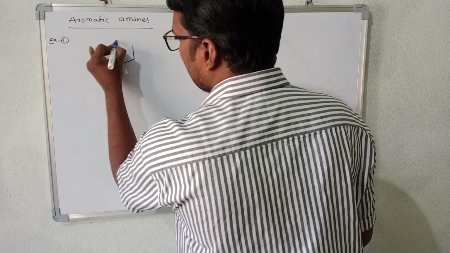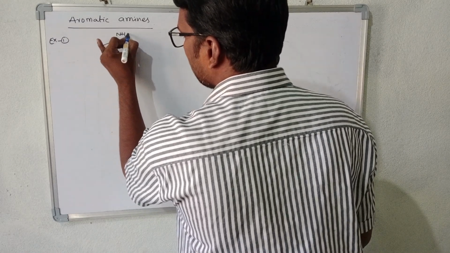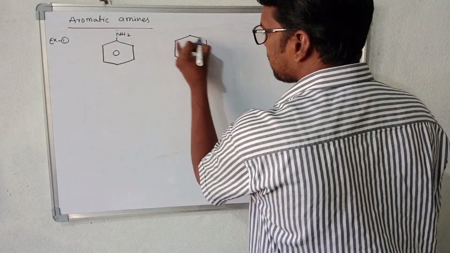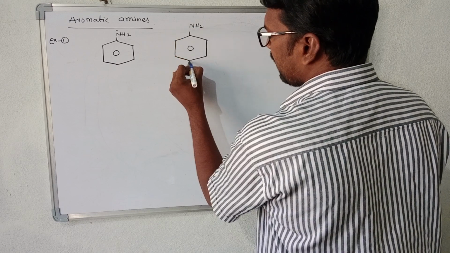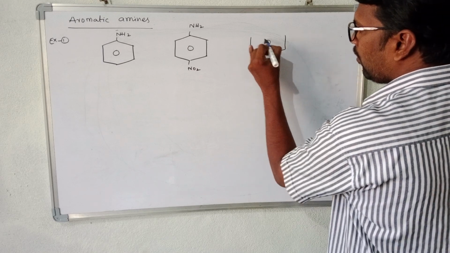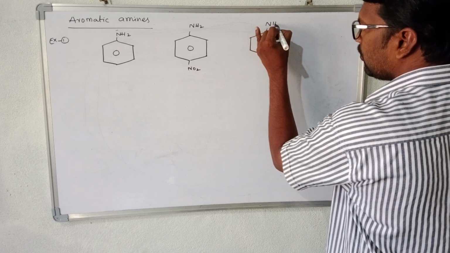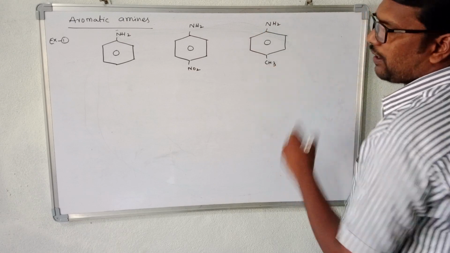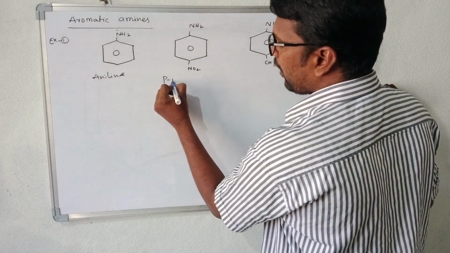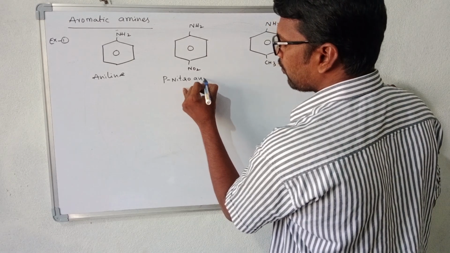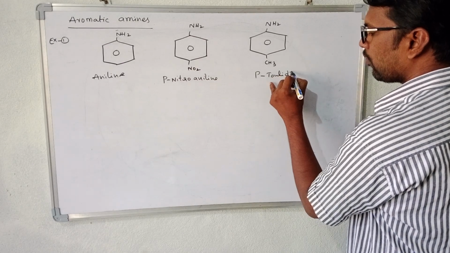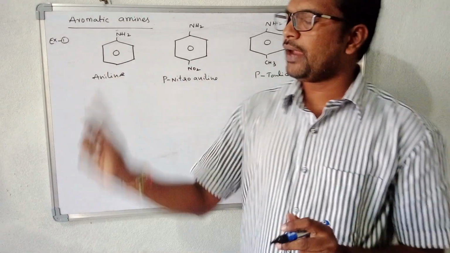In an example, it is given like this. On a benzene ring NH2, that is aniline, and next we take substitution NH2, and here I take an NO2 group, para-nitroaniline, and we take another one NH2, and in this place I take CH3, para-toluidine. So here you see it is aniline, para-nitroaniline, and para-toluidine. Now we write the basicity of these three.